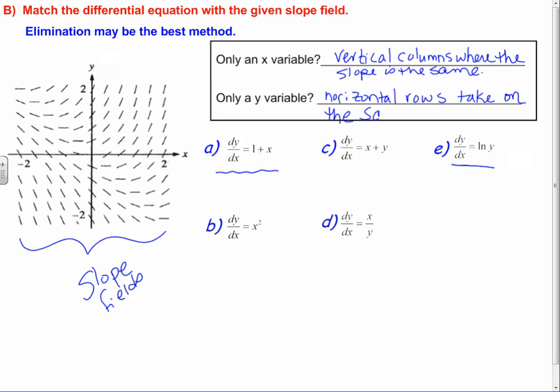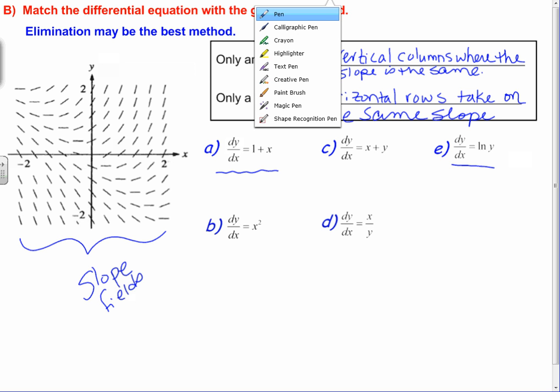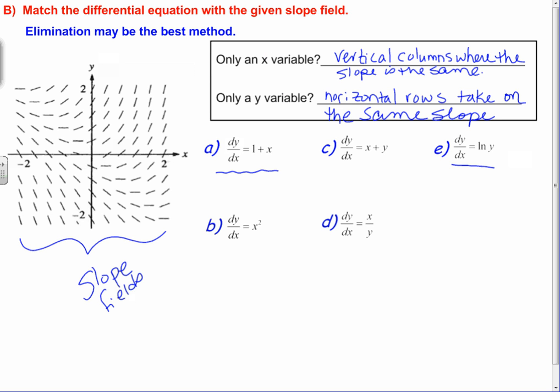So I look at this picture over to the right, and I'm looking for those patterns. Are there horizontal rows where the slope stayed the same? Well, no, not there. So that just kind of shoots at that. It can't be just dependent on a y variable. So I could immediately toss out E, because I noticed that it's dependent on natural log y. And that looks like the only one that just has a sole y looking at that.